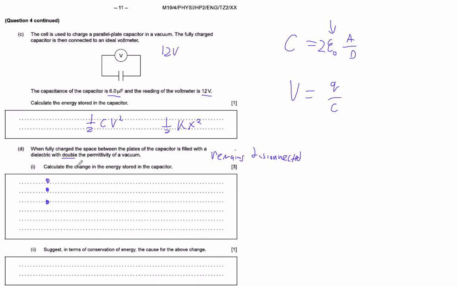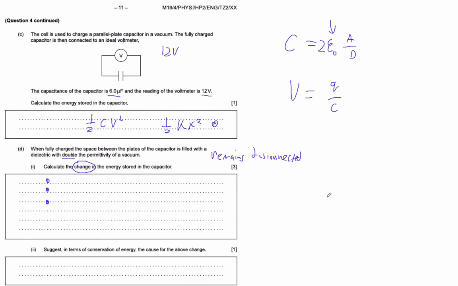But remember they're saying calculate the change, so you're going to have to subtract. You'll know this answer, and you'll have to subtract it. So again, you're going to double the capacitance, which will cut the voltage in half, and then use this formula again. Suggest in terms of conservation of energy the cause for the above change. Well, it lost energy is what you'll find out. So how could it lose energy?